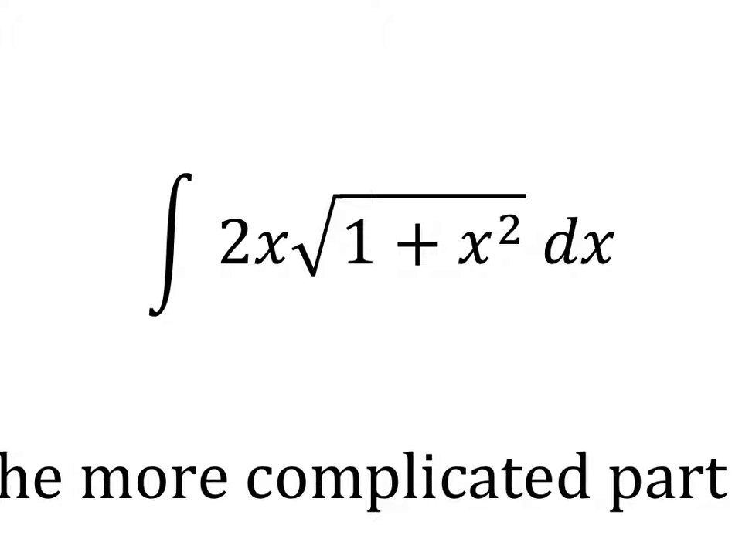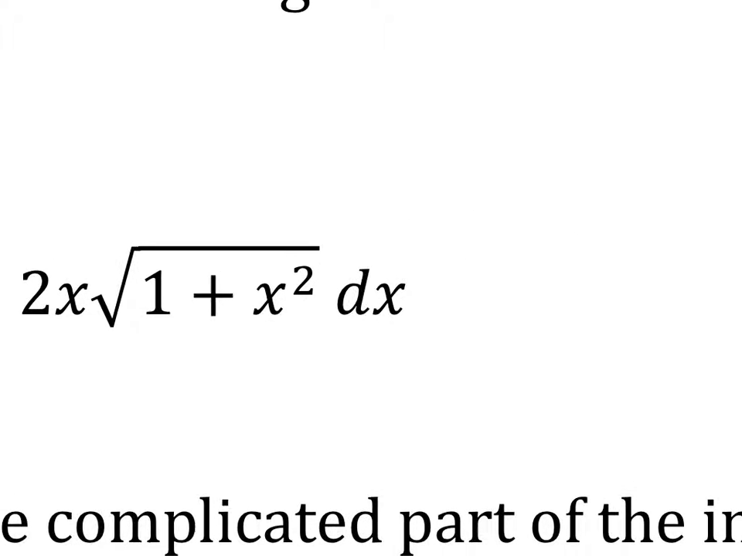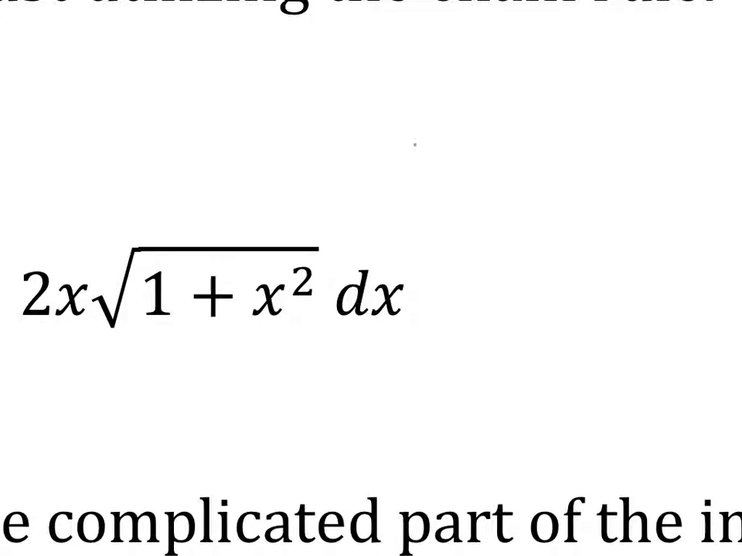So the first step is you want to choose a u. And usually that is the most complicated part. So we're going to say that u is equal to 1 plus x squared. So set u as something that is a little bit more complicated than something else. And we're going to use u and substitute into the whole thing.